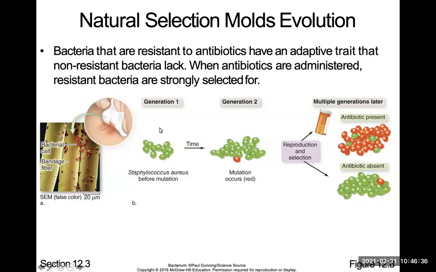So I'm going to start on this slide. I think we talked a little bit about this. Here in this chapter, we've been talking about natural selection, and this chapter is going to lead into the evidence for evolution. So in this example, this is an example of how natural selection can mold evolution or can lead to evolution.